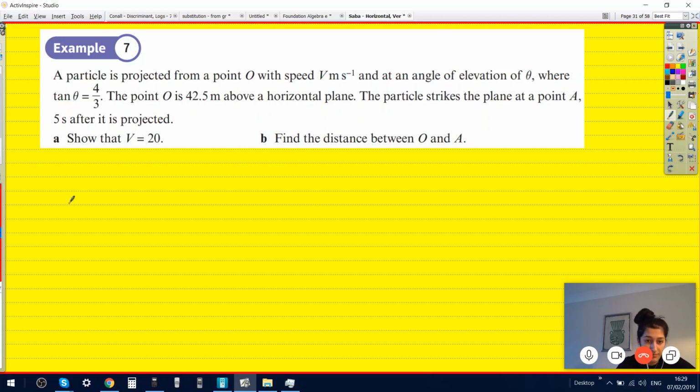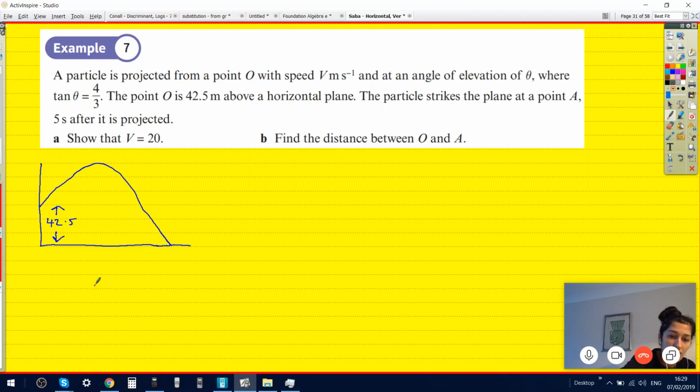Okay, so if we draw it, sketch it. There's a line for the plane, and the particle goes up and then down. That distance from the plane, on the y-axis, is 42.5. And then as an angle of elevation, draw a diagonal arrow, like a tangent from where it starts.